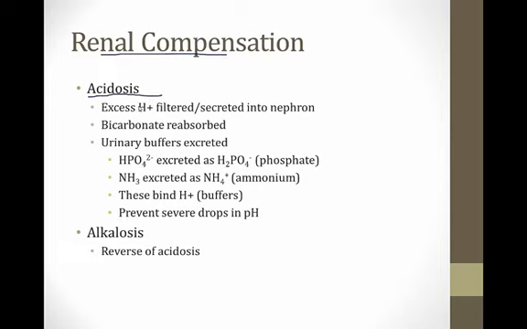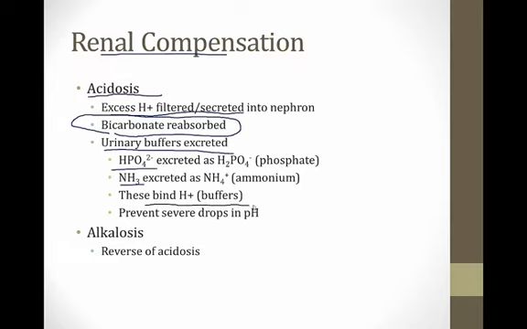When you have an acidosis, excess H plus gets filtered and secreted into the lumen of the nephron. And then two important changes are going to occur to compensate for this. The first change is fairly straightforward to understand. More bicarbonate is going to be reabsorbed in the proximal tubule. The second change is less obvious, but urinary buffers are going to be excreted. So these are things like phosphate and ammonia, and they can pick up H plus ions.